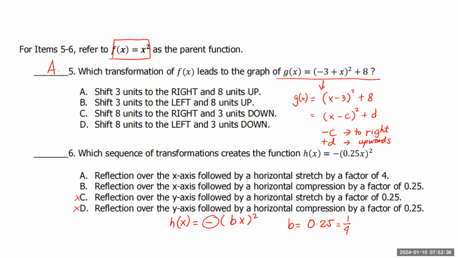But what will be our scale factor? Our scale factor for horizontal dilation is equal to 1 over b. So we need to get the reciprocal. So we have a horizontal stretch and our scale factor would be the reciprocal of 1/4, which is equal to 4. So our answer is A.